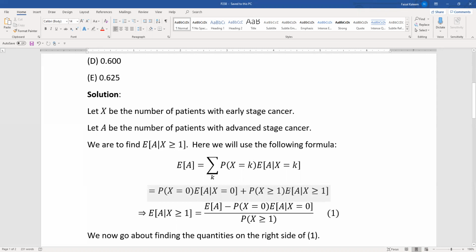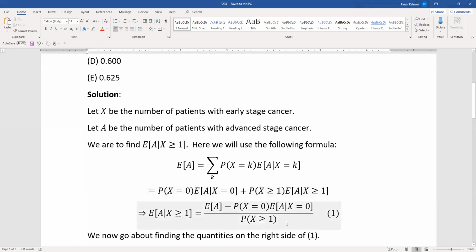So now from this equation, we can find the expected value of A given X is greater than or equal to 1 by doing the algebra. So first we subtract this term from the EA. So we get EA minus this term, P of X equal to 0 times E of A given X equal to 0. And after the subtraction, we have this factor left over, probability X greater than or equal to 1. We divide by that. So by algebra, we get this expression for expected value of A given X is greater than or equal to 1 from this equation.